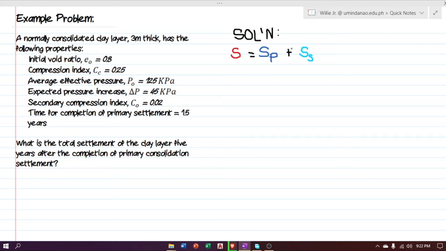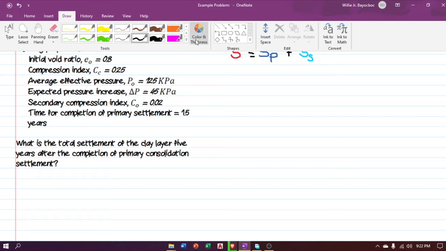So the first step is to use this formula, S, the total consolidated settlement, equals the primary consolidated settlement plus the secondary consolidated settlement. First, we're going to solve for the primary consolidated settlement.